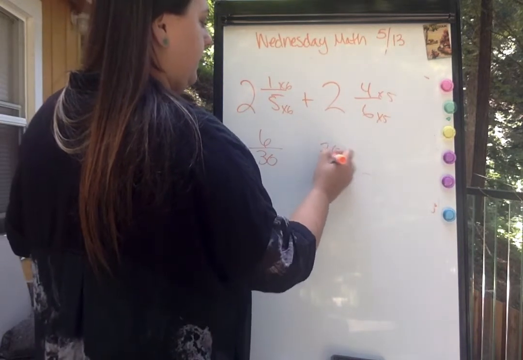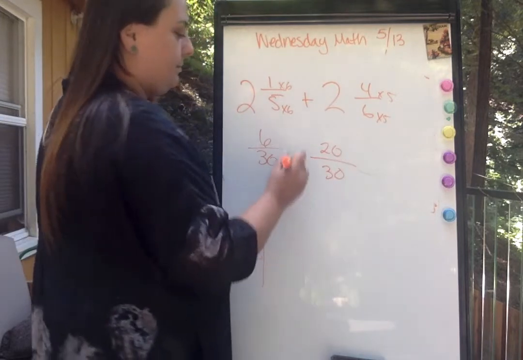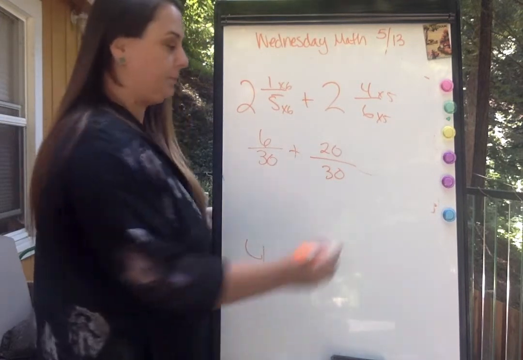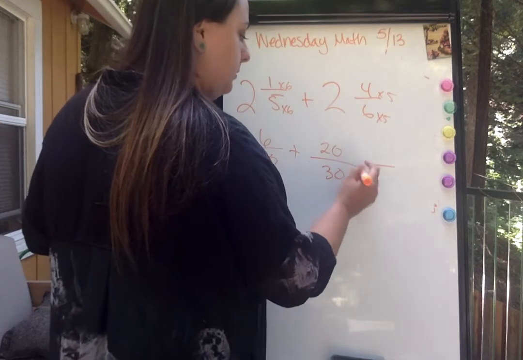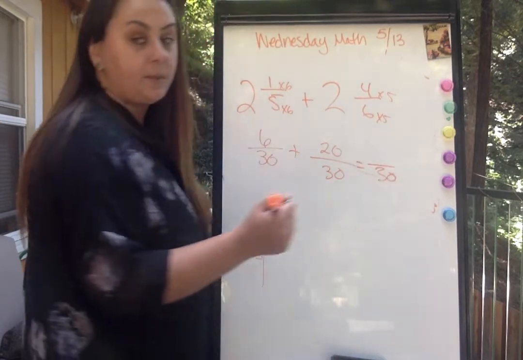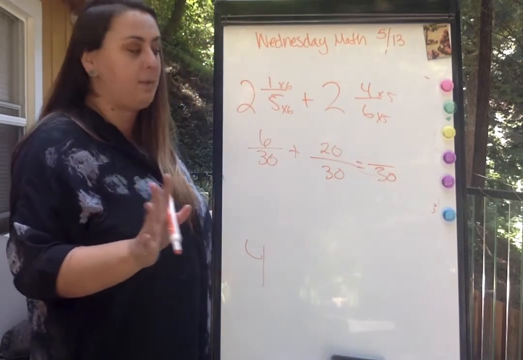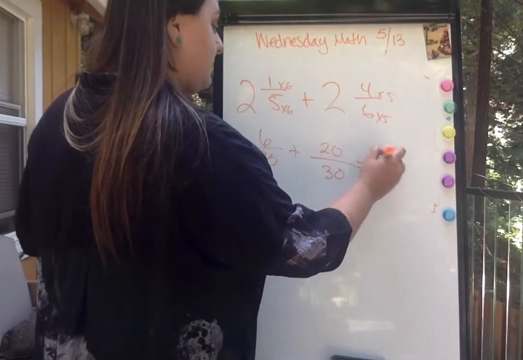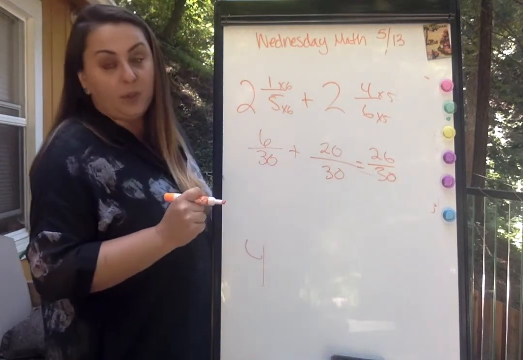We need 20/30ths. Add those up. Not across the bottom, though. Addition, subtraction. Denominator, once you find the common one, it stays the same. 26.